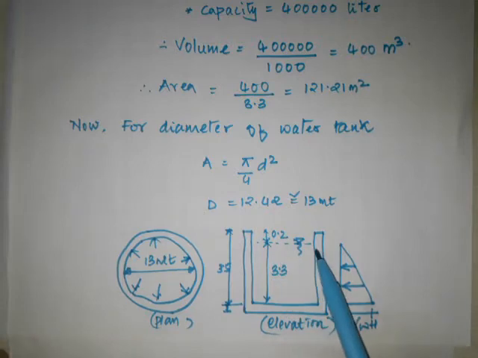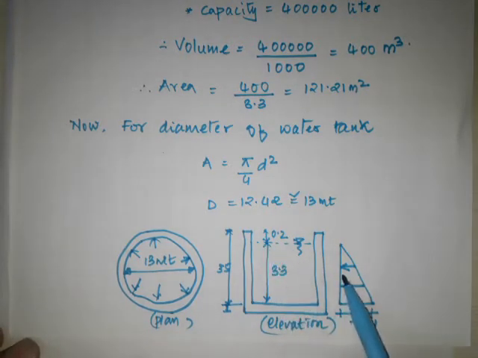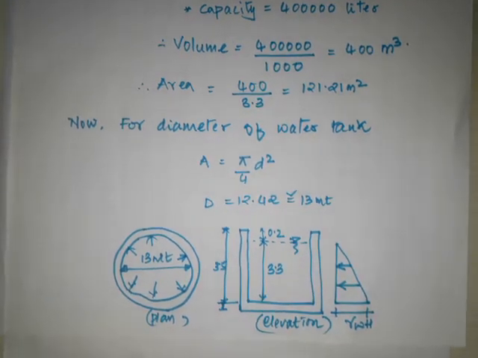Because when the walls are subjected to water pressure, they will develop hoop stress or hoop tension in the walls. So we have to design the water tank to resist the hoop stress or hoop tension. The total height is 3.5 meter and the depth of water is 3.3 meter. Next we have the design part.